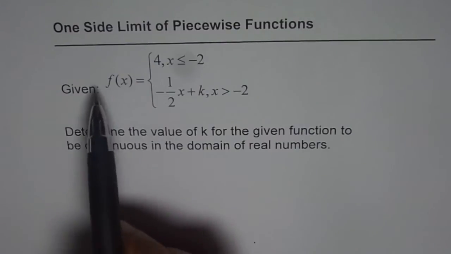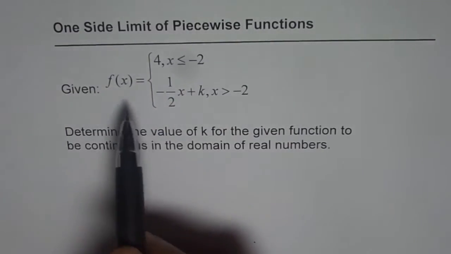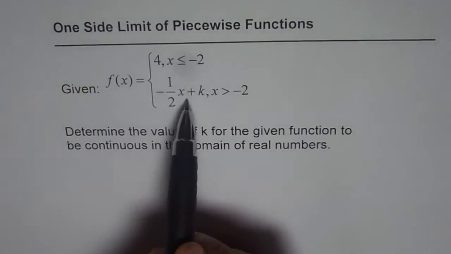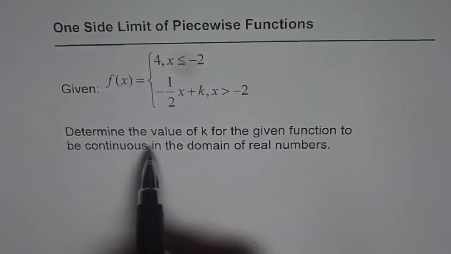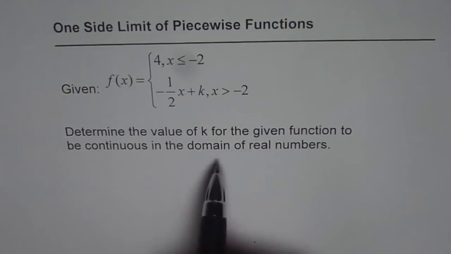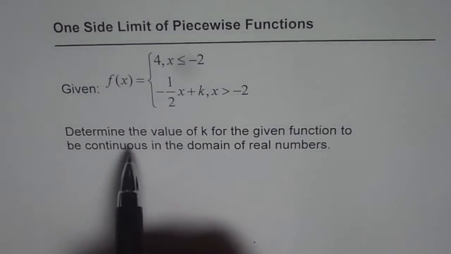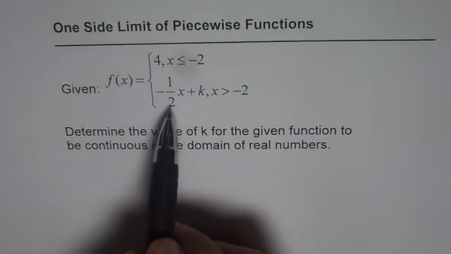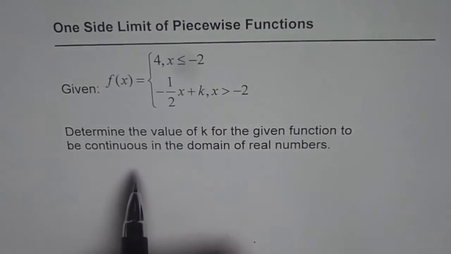The question here is: f of x equals 4 when x is less than or equal to minus 2, and equals minus half x plus k when x is greater than minus 2. Determine the value of k for the given function to be continuous in the domain of real numbers. So that is the change in the question. So we have to find the value of k so that this piecewise function is continuous in the domain of real numbers. That is the question, correct? Let's see how to do it.